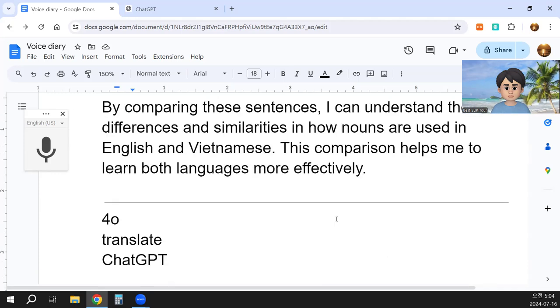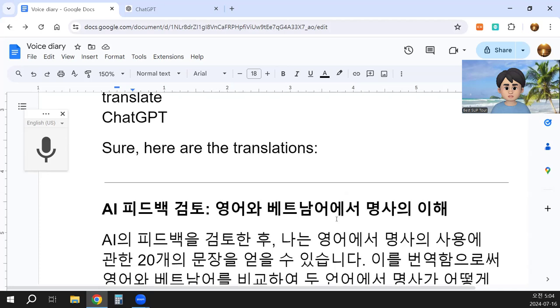By comparing these sentences, I can understand the differences in how nouns are used in English and Vietnamese. This comparison helps me to learn both languages more effectively.